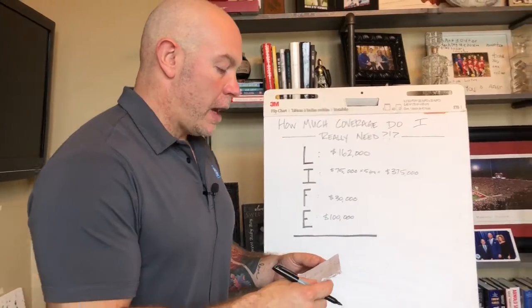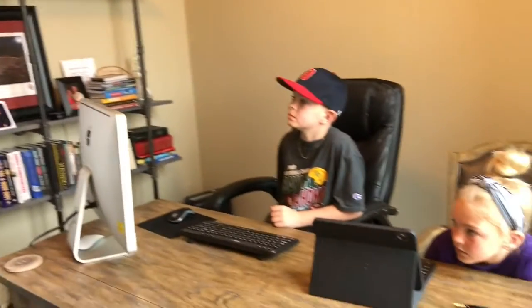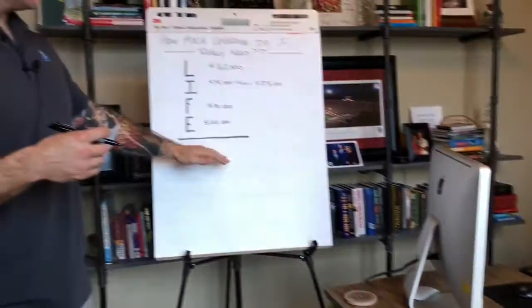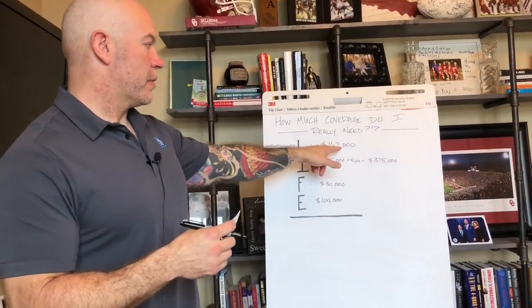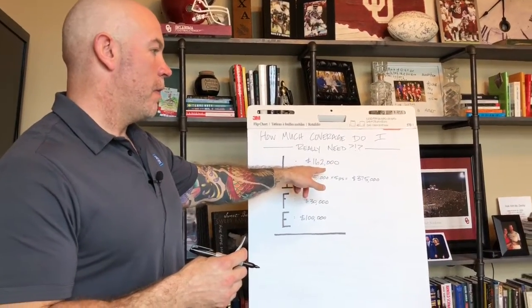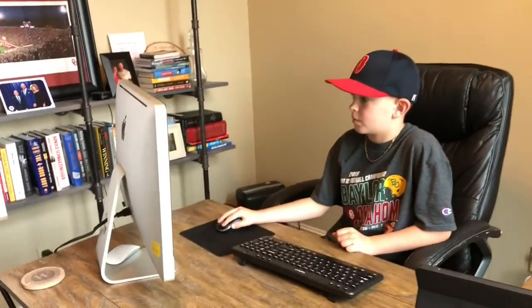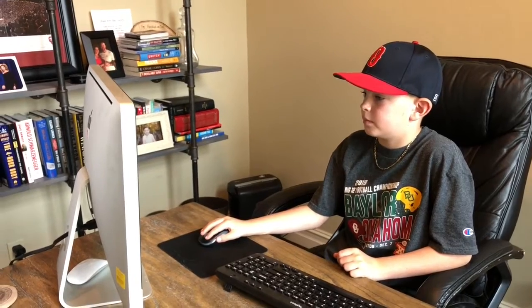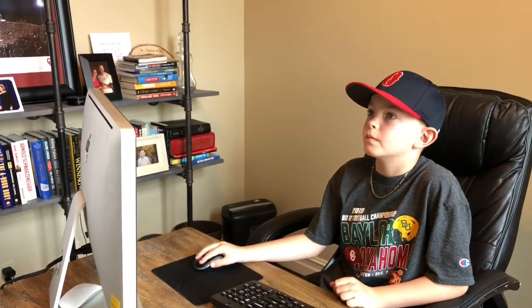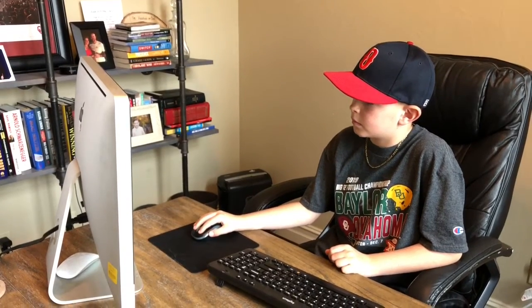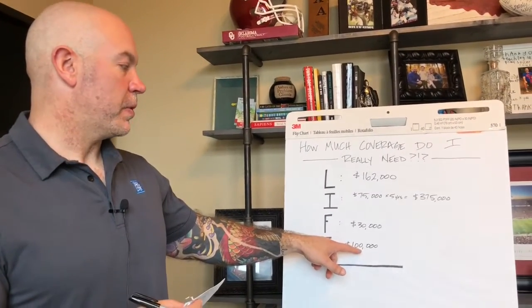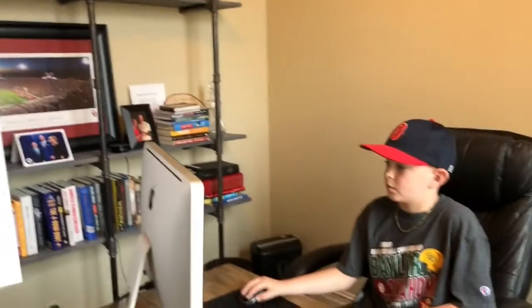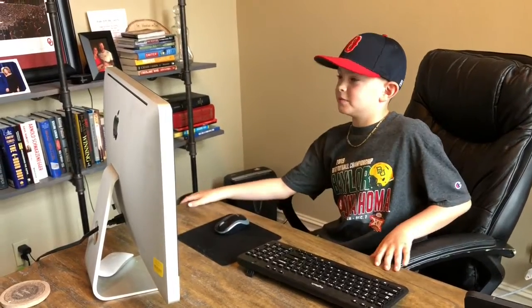So, all right, Mr. Beckett. Yep. So now we have our numbers. We have to add all these together to find out what coverage you need. So we're going to start with $162,000, plus $375,000, plus 30,000. See, we're doing math during social distancing, people. Did you get that one? Plus 100,000. What's your total? 667,000. All right.